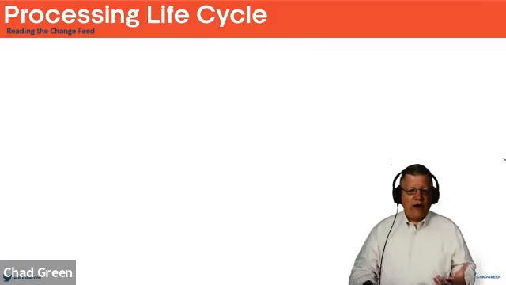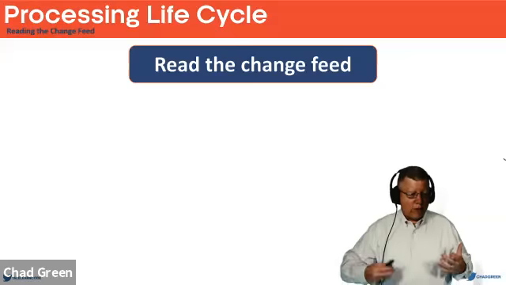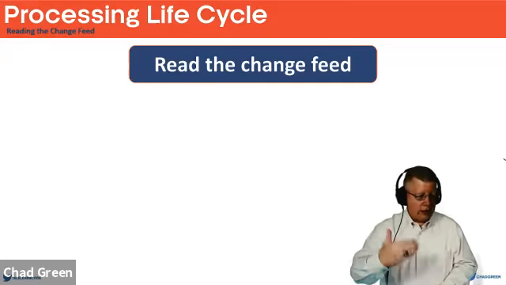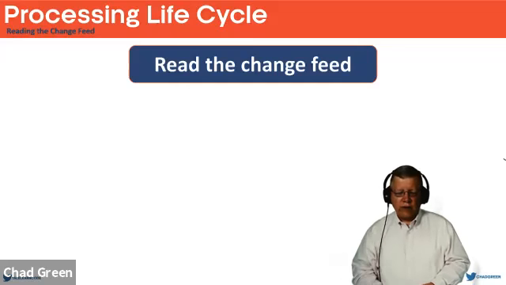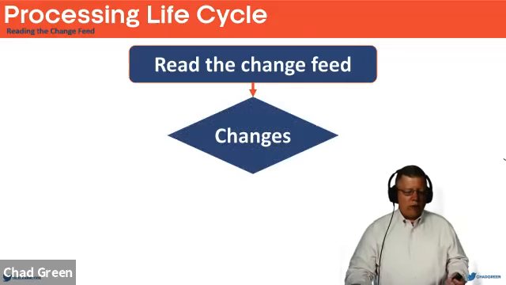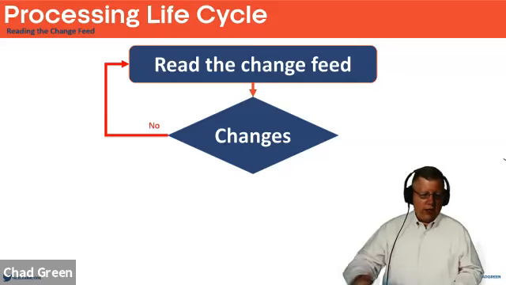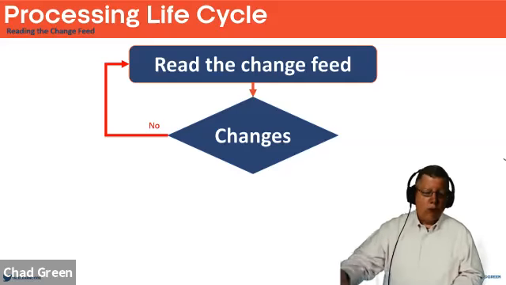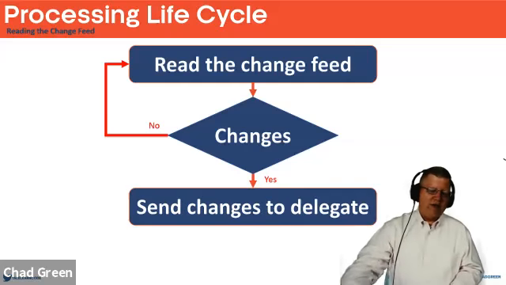All right. So as far as the life cycle of this, number one, we read the change feed, right? The change feed processor will go in there and read that change feed that Cosmos has under the covers. Then it's going to look for changes, right? If there are no changes, then it's going to go back to sleep for a predefined amount of time, and then go back to step one. But if there are, then it will send those changes to the delegate, right?